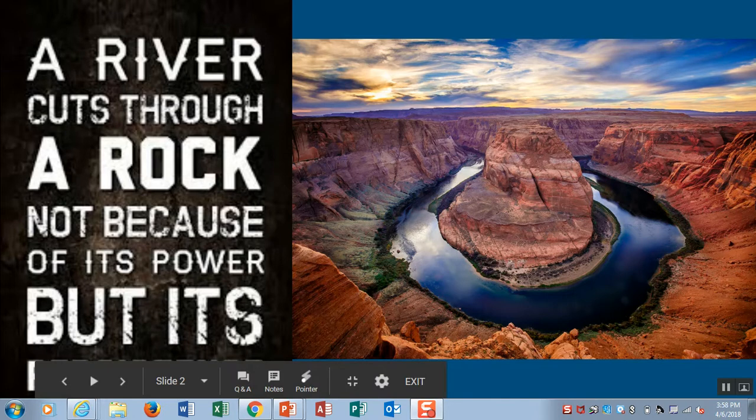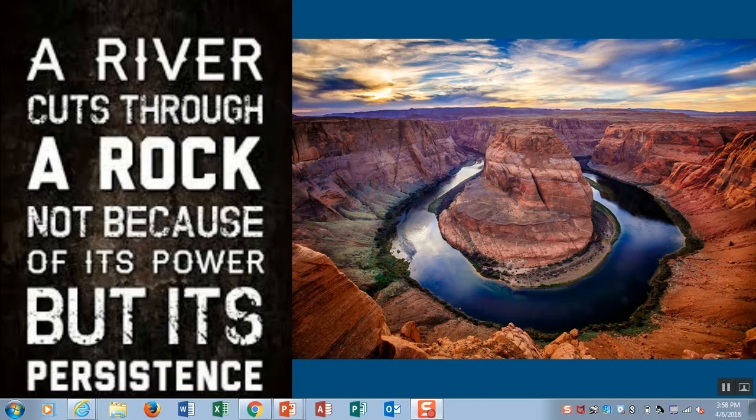A river cuts through a rock, not because of its power, but because of its persistence. That's us right now. That's us as a class. I know it was hard for students to get here on Friday, and a lot of us were very, very tired, but just like how this river has cut down and cut through this rock over years and years through persistence, that's what we're doing as well. We're showing up, we're attending school every day, we're completing our work, we're passing it in, and believe me when I tell you, your hard work is going to pay off.